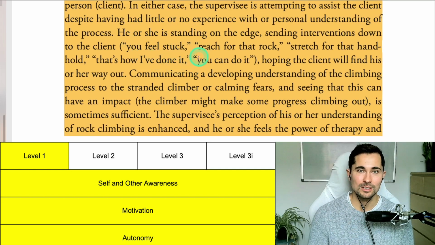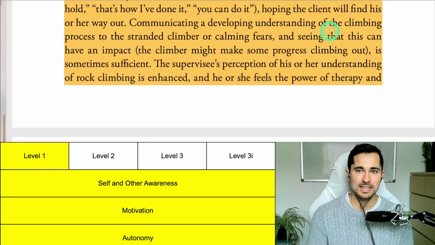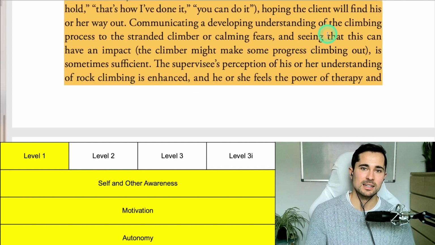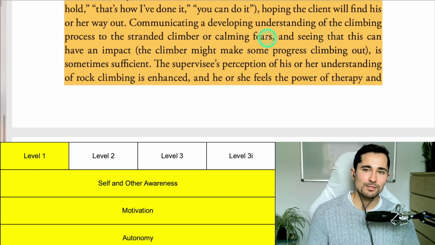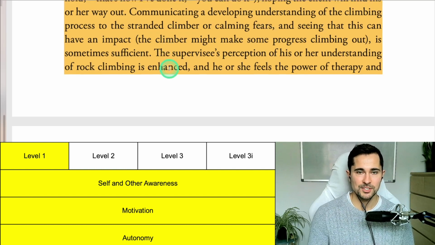You feel stuck. Reach for that rock. Stretch for that handhold. That's how I've done it. You can do it. Hoping the client will find his or her way out, communicating a developing understanding of the climbing process to the stranded climber, or calming fears and seeing that this can have an impact is sometimes sufficient.